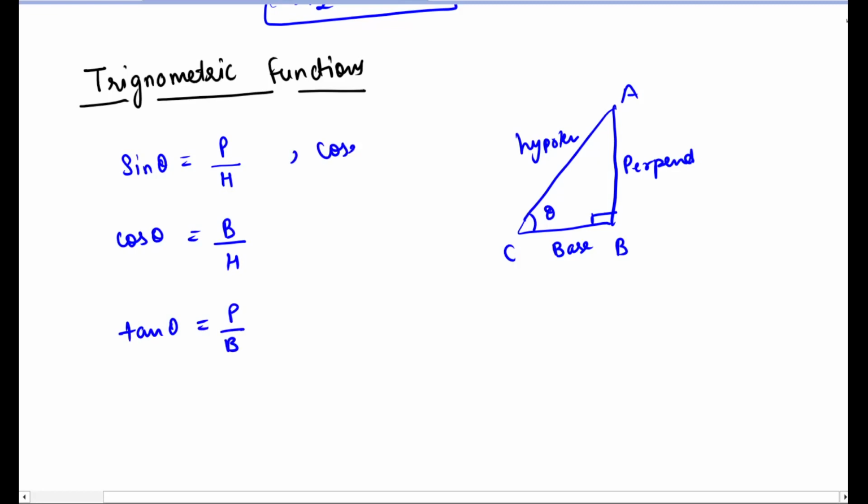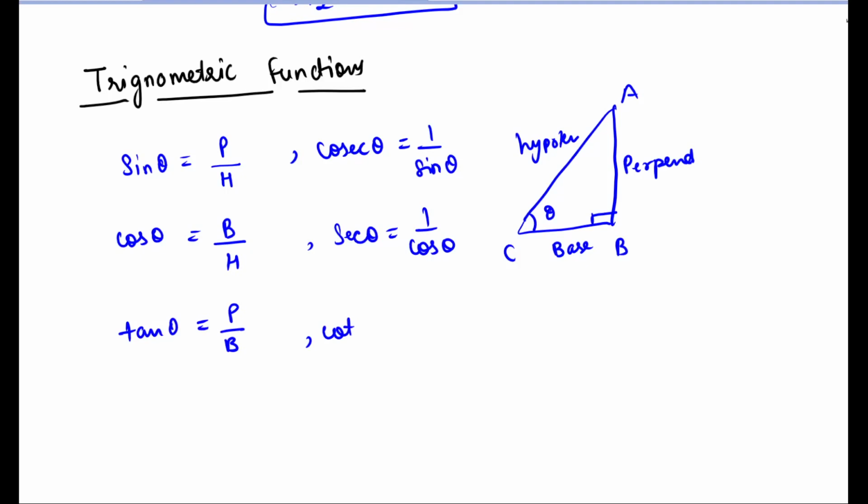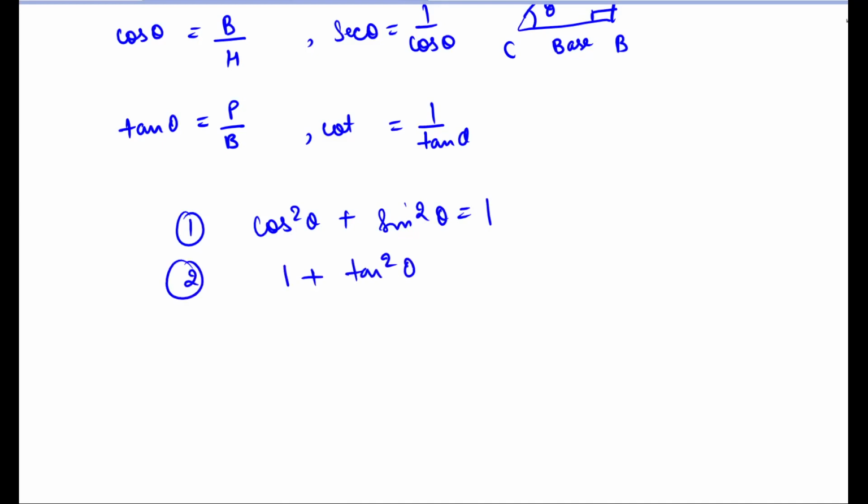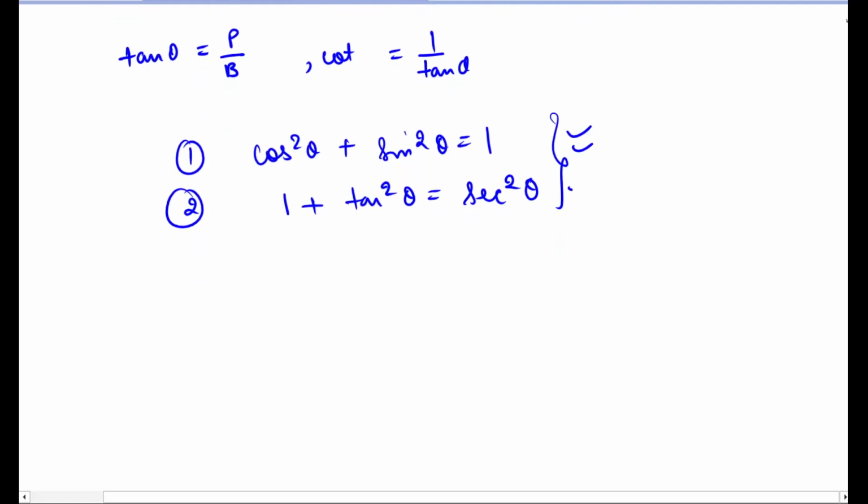And we know cosec theta is the inverse of sine theta, sec theta is 1 by cos theta, and cot theta is equal to 1 by tan theta. We also know cos square theta plus sine square theta is equal to 1, and 1 plus tan square theta is equal to sec square theta. There are many other trigonometric identities, but these are the important ones.